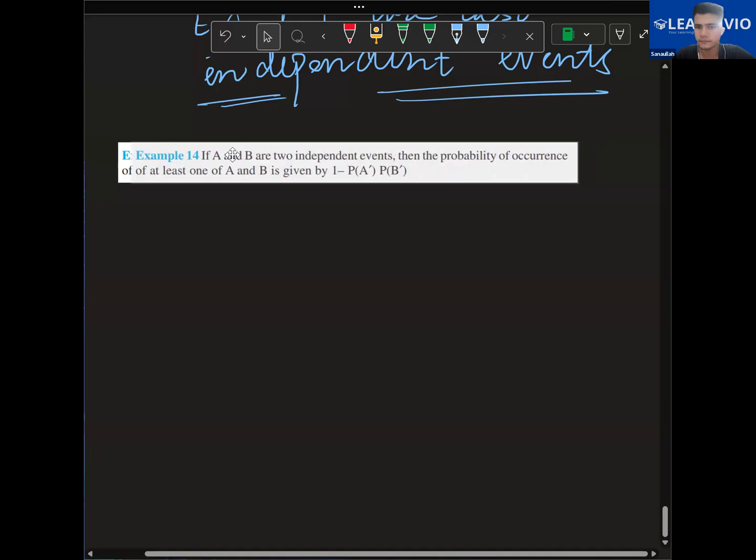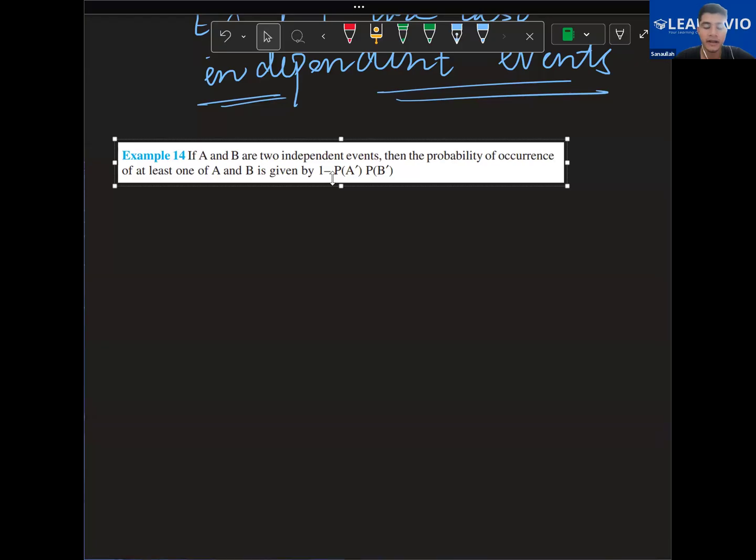A and B are two independent events. So that means the intersection will be the multiplication of the individual probabilities. Then the probability of occurrence of at least one of A and B is given by... What do you mean by probability of occurrence of at least A or B? It means probability of A union B. Union means either A or B or both. So whenever you have at least, always think about the union.